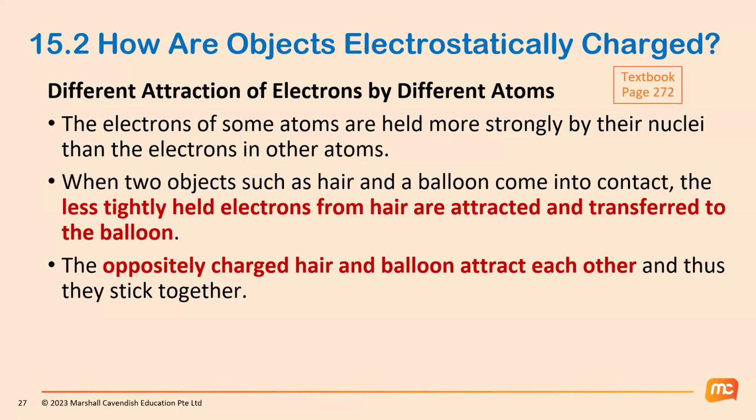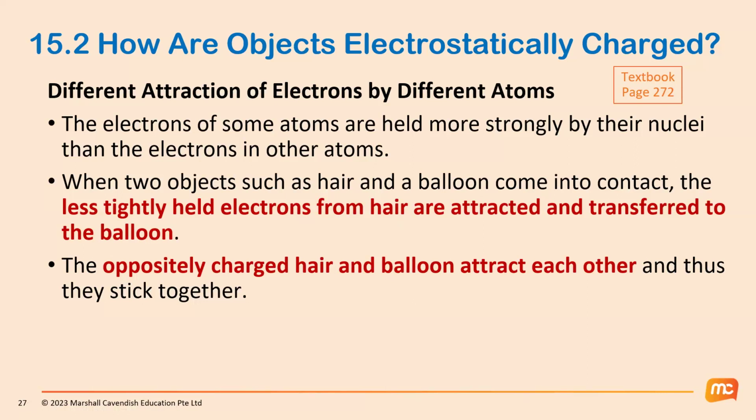So for example, in the previous example where you rub a balloon with your hair, both of them are insulators and both of them contain charges. What happens is the rubber balloon has a stronger attraction for electrons, while the hair has a weaker attraction for electrons. So the less tightly held electrons from the hair will be transferred over to the balloon during the rubbing.